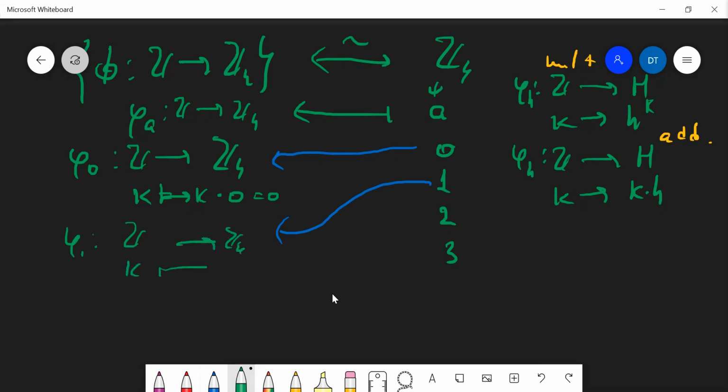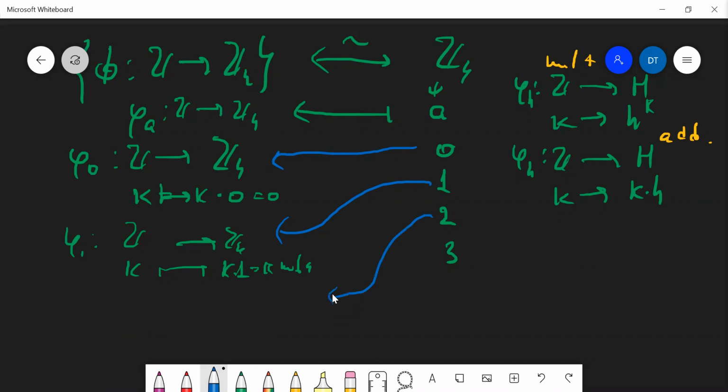Now, if we take 1, this homomorphism works like this. You take k to k times 1, which is k. So this is just k modular 4. So you just take each element to, well, modular 4. Well, because our operation here must be modular 4. So this reduction corresponds to the element 1.